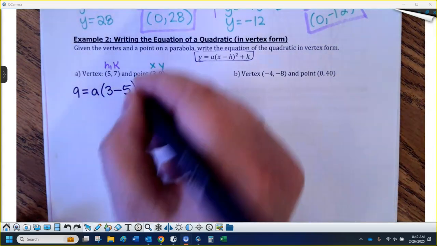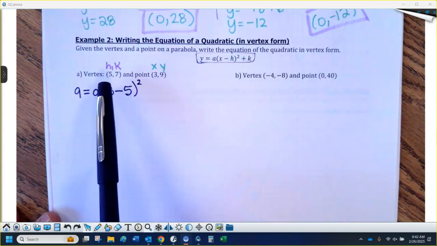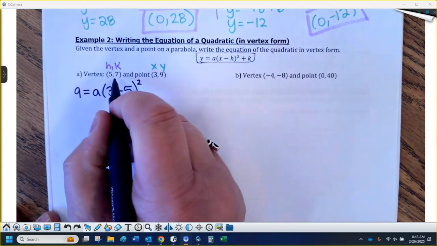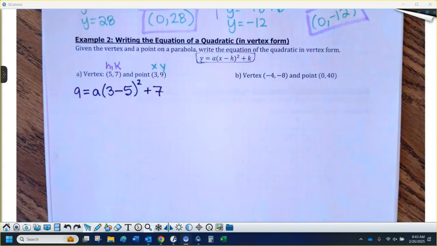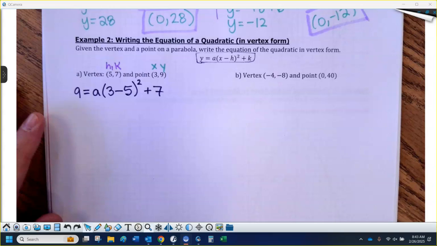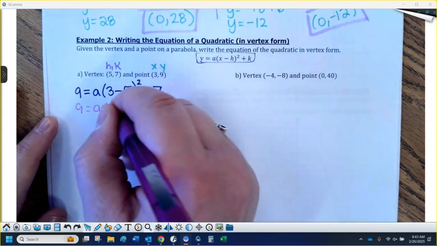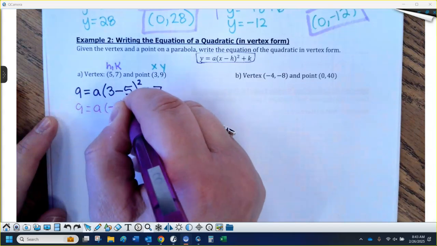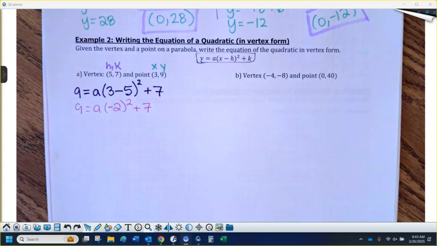Don't forget to square that. That's part of what makes it a quadratic, is that little squared there. And then whatever the k value is goes after the parentheses. So for this one, I'm going to put plus 7. If that was a negative number, we would just use the minus. Now, all we got to do is go through, and we're just going to simplify this. So in the little parentheses here, 3 minus 5, that would be negative 2. That's what we're going to square. So I'm just simplifying that a little bit.